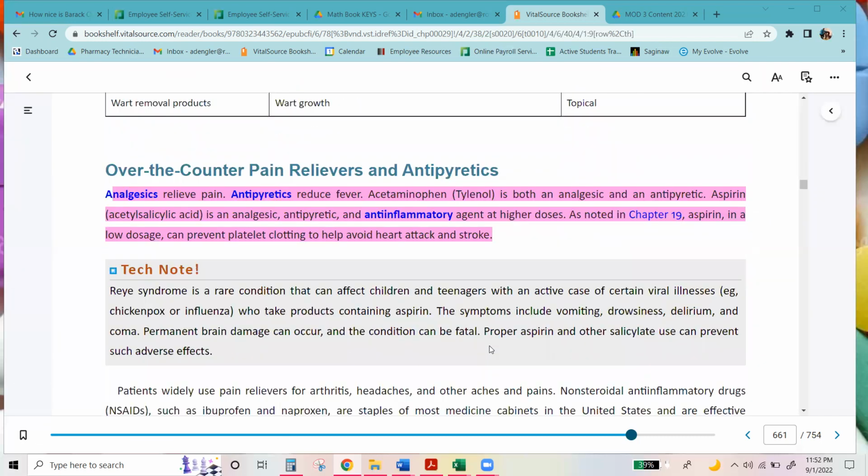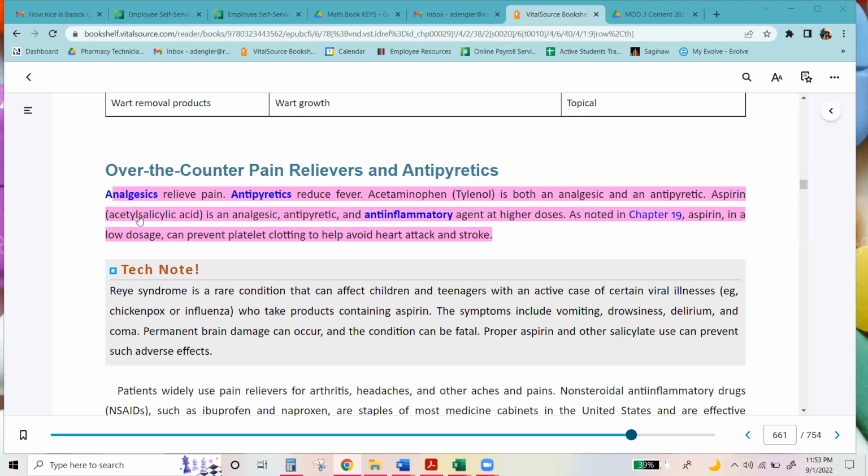Over-the-counter pain relievers and antipyretics are going to be Tylenol and aspirin. So analgesics relieve pain, and antipyretics reduce fevers. Acetaminophen, which is the generic for the brand name Tylenol, is both an analgesic and an antipyretic. Aspirin, which you'll see commonly referred to by its generic name, acetylsalicylic acid.